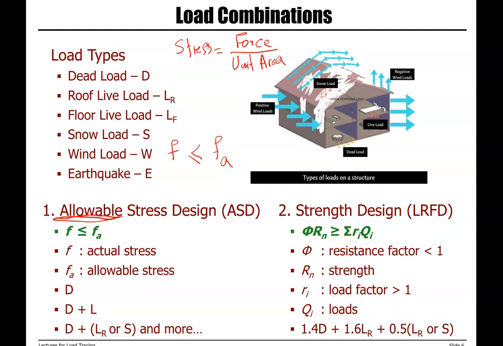The second technique is called strength design, and we have resistance factor times the strength should be equal or larger than the sum of load factors times loads. So you see a main difference between technique 1 and 2 is that here we have a load factor and a resistance factor, which basically provides a weight.